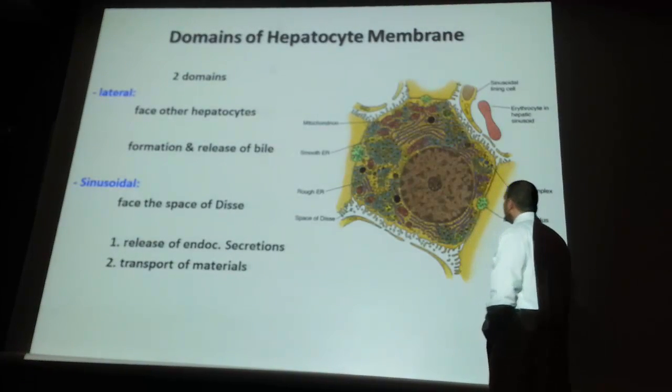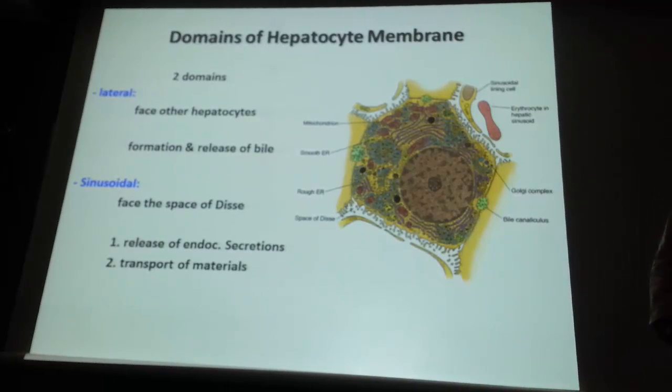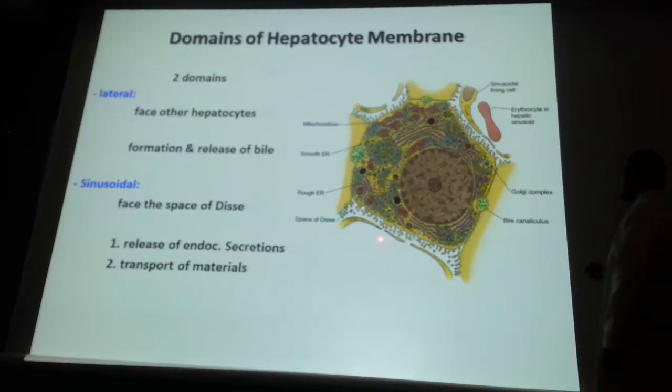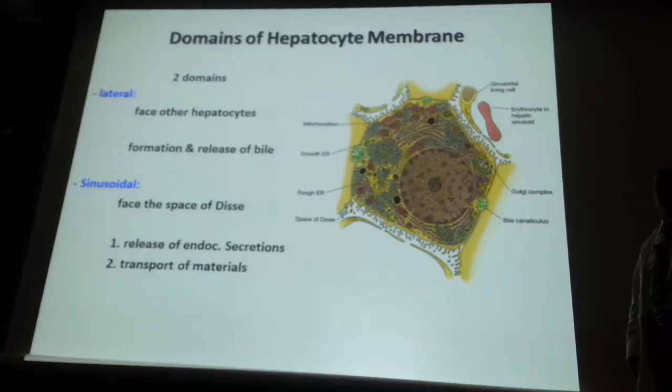Now the domains. You know that a hepatocyte has two domains, or two walls, let's say. One is adjacent to another hepatocyte. We would call it the lateral domain, and one is facing the space of Disse. We would call it the sinusoidal domain because it's going toward the sinusoid. In the sinusoidal domain, they have very rich what? Microvilli. These are evaginations.